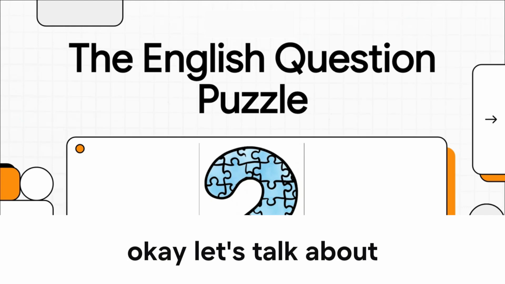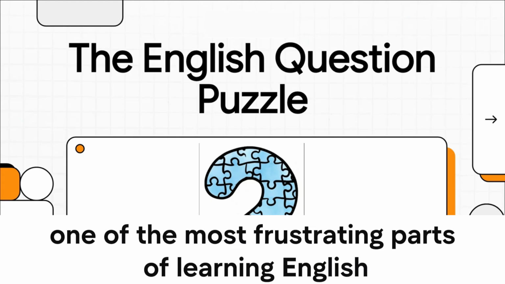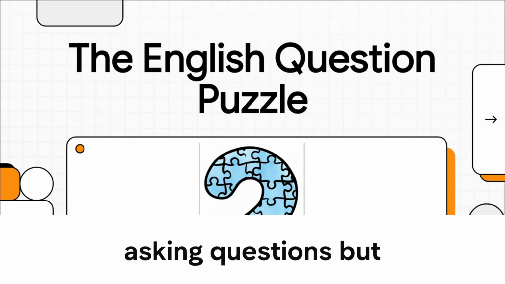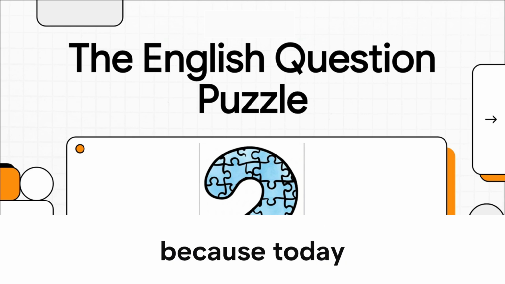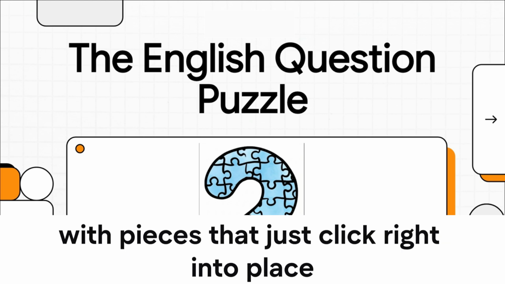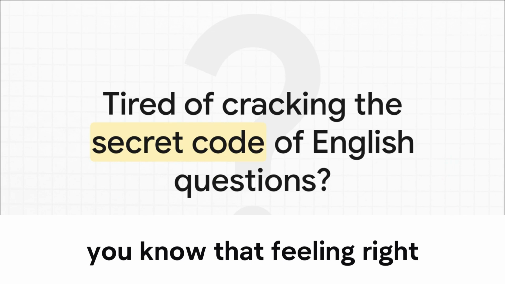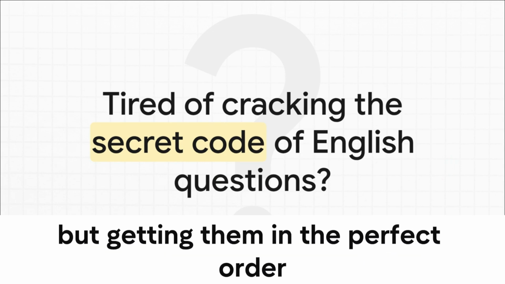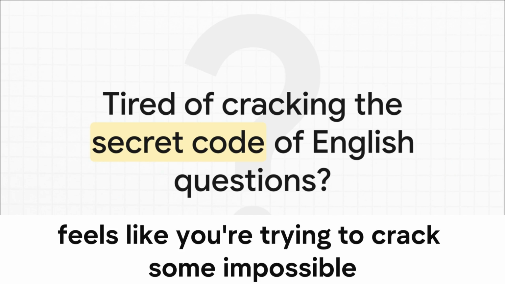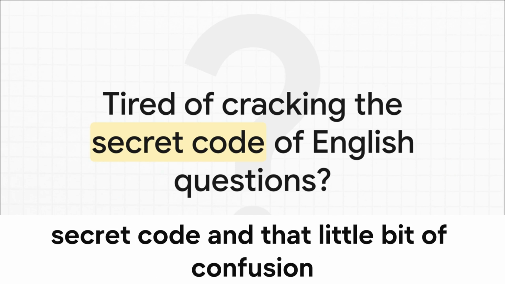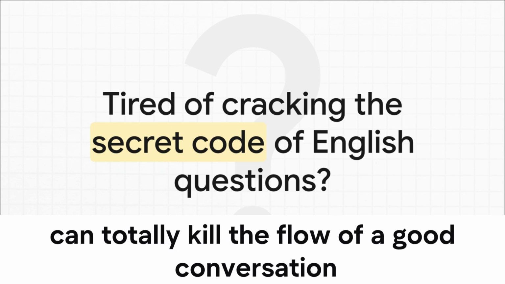Okay, let's talk about one of the most frustrating parts of learning English, asking questions. But I want you to just forget all those complicated grammar rules for a minute, because today we're going to treat it like a simple puzzle, with pieces that just click right into place. You know that feeling, right? Where you have all the right words, but getting them in the perfect order just gives you a massive headache. It honestly feels like you're trying to crack some impossible secret code, and that little bit of confusion can totally kill the flow of a good conversation.